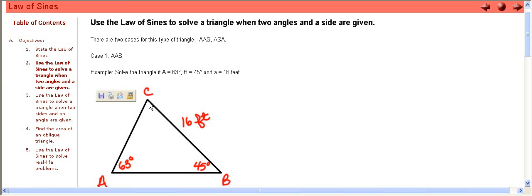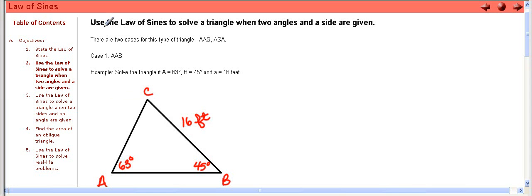Let's actually now look into applying the law of sines to solve a triangle when we have specific information given. That is, when we know two angles and a side. There are actually two cases for this type of triangle.